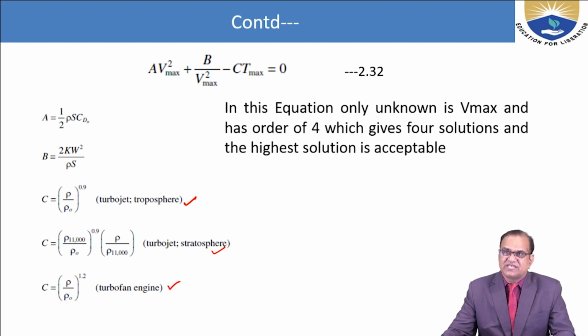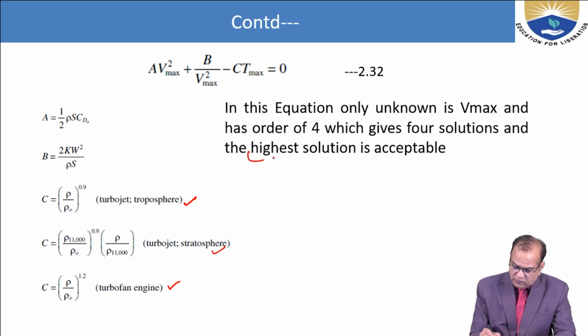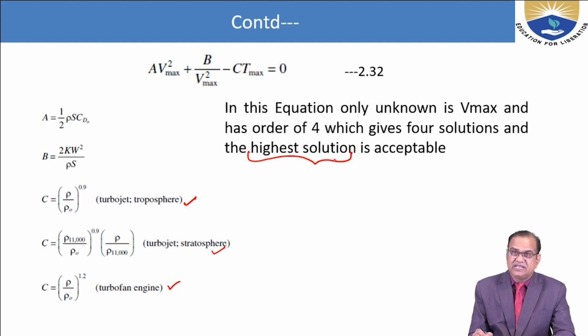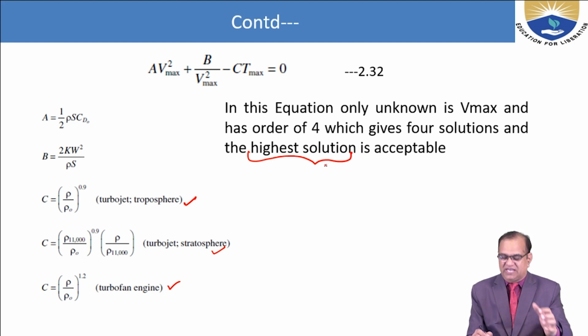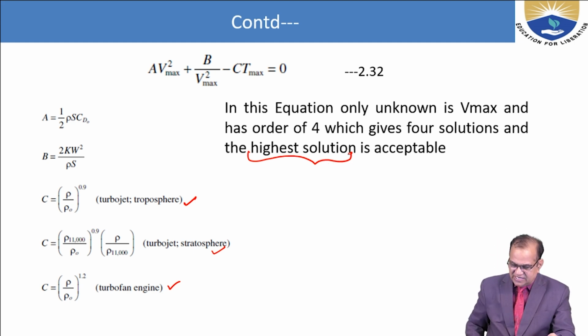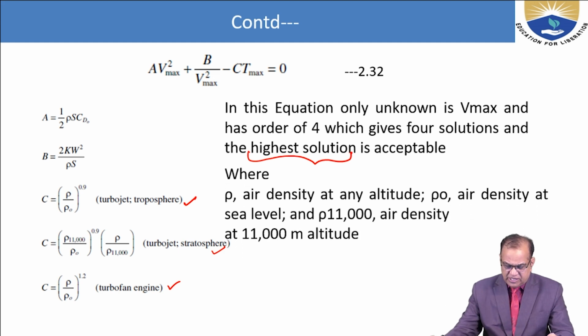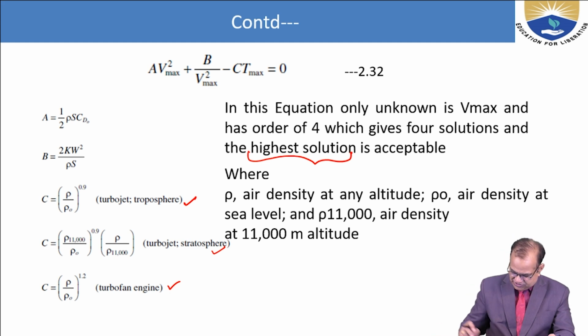In this equation, the only unknown is V maximum, and it has order 4, which gives 4 solutions, and the highest solution is accepted. So we will get 4 values, and the highest value of V is taken in this equation, where rho is air density at any altitude, rho naught is air density at sea level, and rho 11,000 is air density at 11,000 meters of altitude.